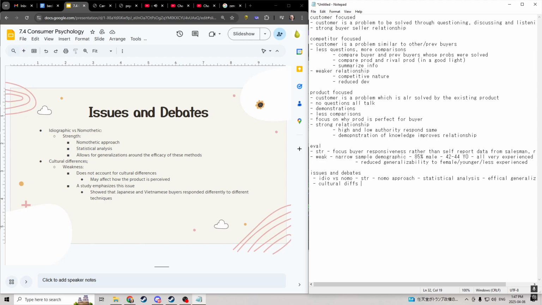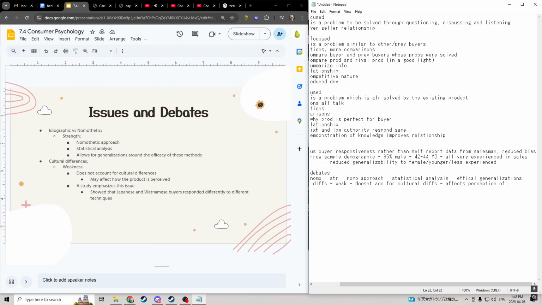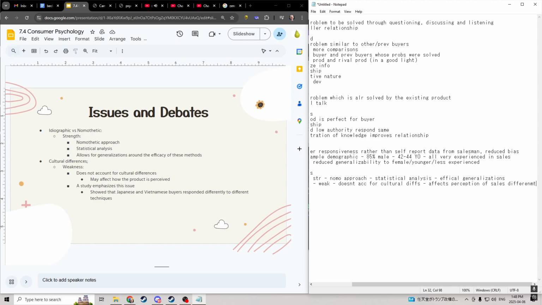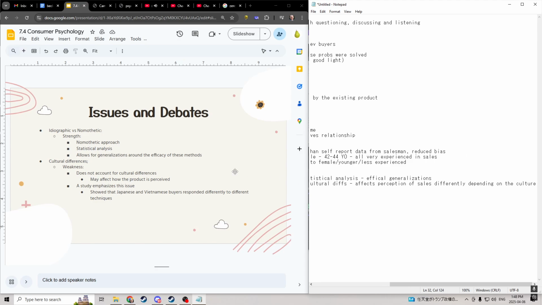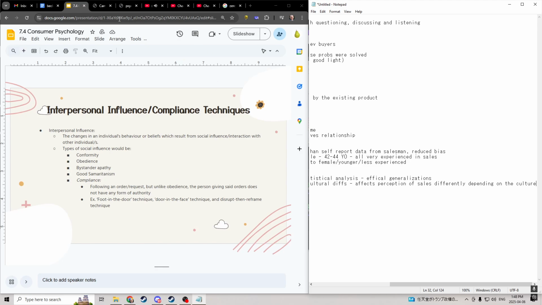Cultural diffs, always a weakness. Doesn't account for cultural diffs. Affects perception of sales differently depending on the culture. Very easy. Nice. Where are we now?